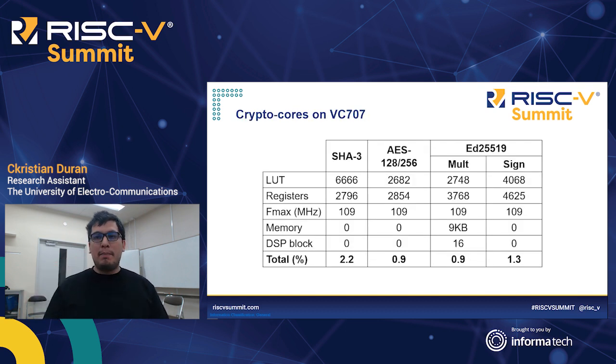Finally, we have some results of the implementation of the crypto accelerators. The SHA-3 contains four loops, up to 3.2% of the VC707 utilization. And the AES and the ED25519 multiplication both contain around 1% of the utilization. Although the multiplication consumes memory resources for sources and result data up to 9 kilobytes. The signing procedure of the ED25519 occupies 1.3% of the VC707 and shares the same resources as the base point multiplier, so no additional memory is needed.